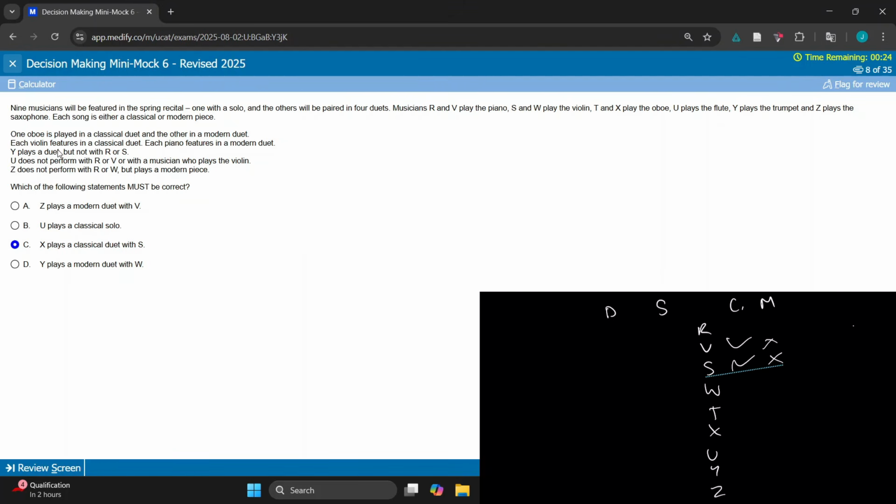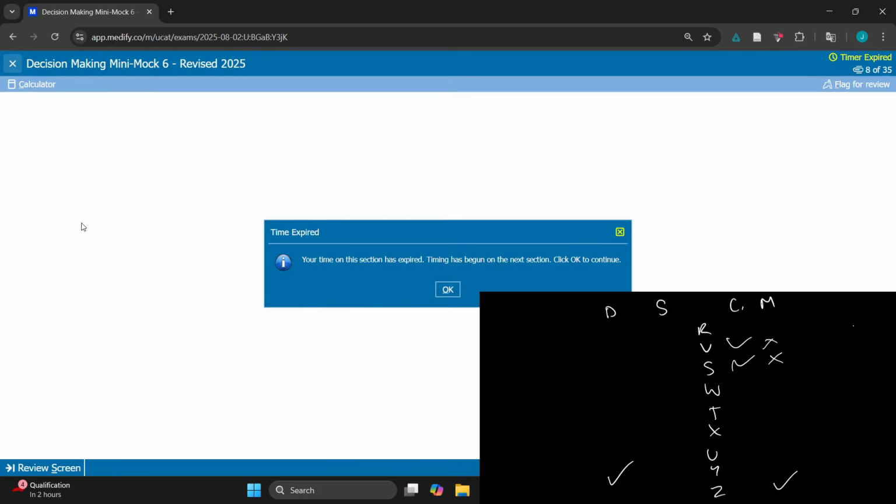Does S play with X? Y plays a duet. Okay, Y plays a duet. Z does not perform with R or W, but plays a modern piece. Does not perform with R or W. Okay. U plays a classical. Each piano features in a modern duet.